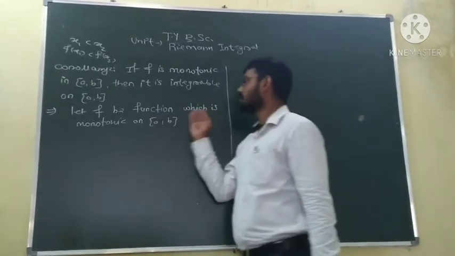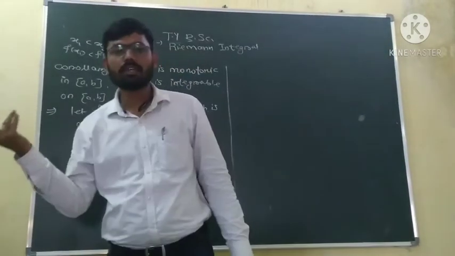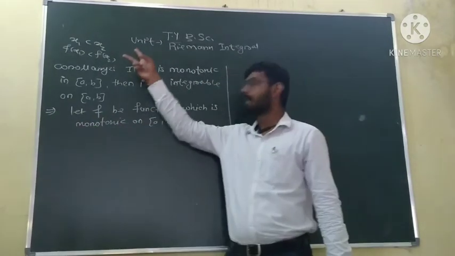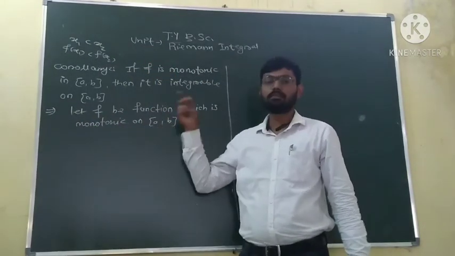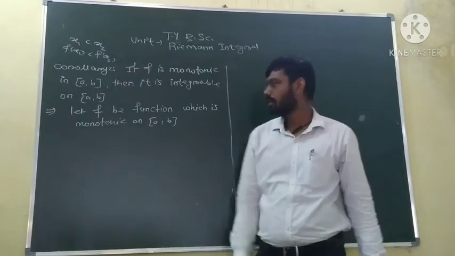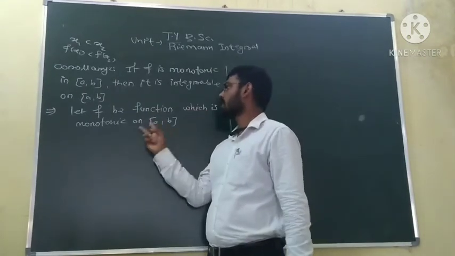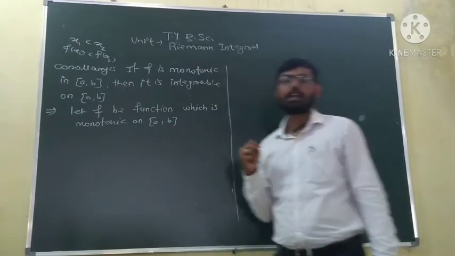So let the function be monotonic on A. Now we will assume any one of these two types of monotonic function. So let us assume the function is monotonic increasing. Let the function be monotonic on this interval [a, b].